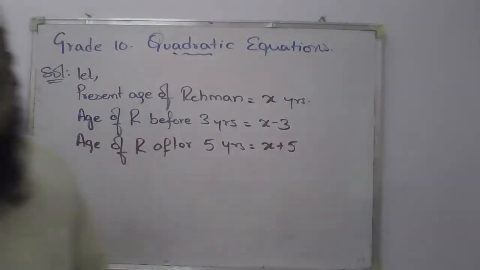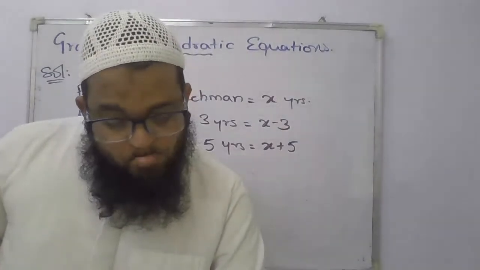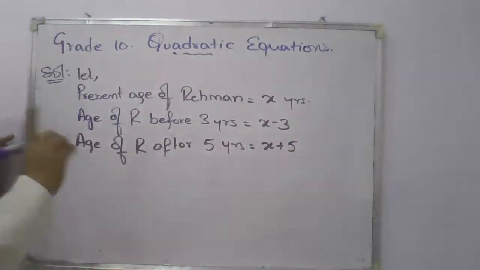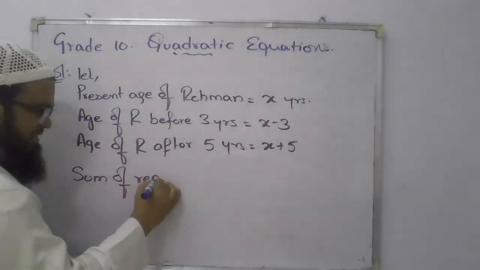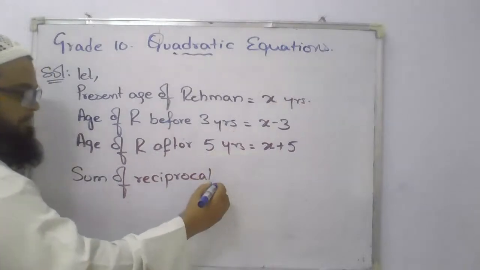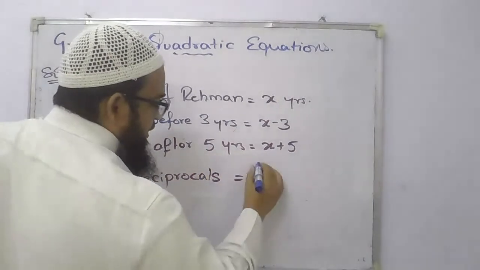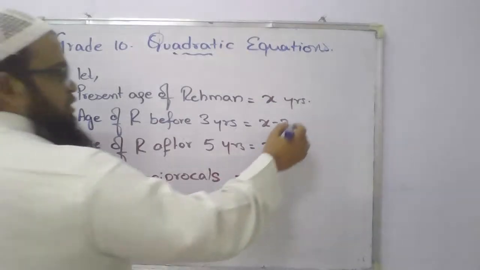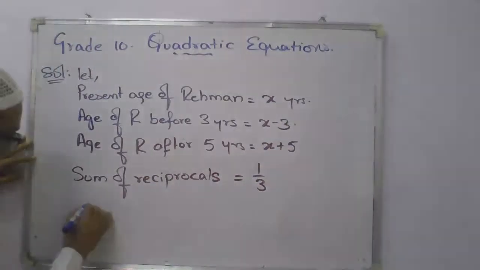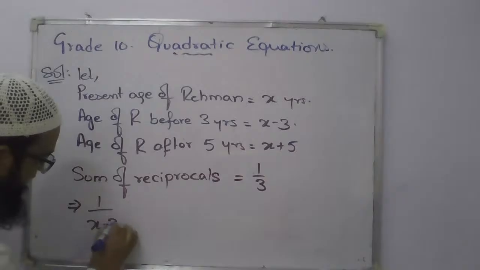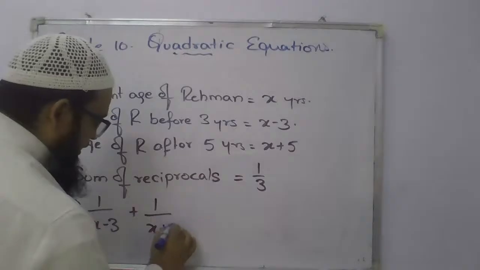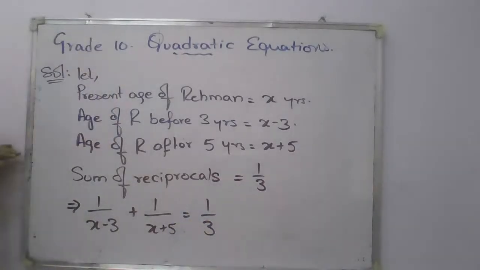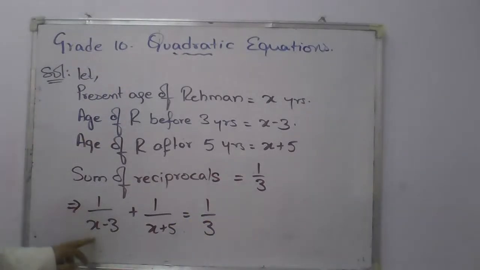Did you understand, my dear students? And now, what is it telling? The sum of the reciprocals of these ages is equal to 1 by 3. What is the reciprocal of x minus 3? It is 1 by x minus 3. And what is the reciprocal of x plus 5? 1 by x plus 5, and the sum is equal to 1 by 3. So 1 by x minus 3 plus 1 by x plus 5 is equal to 1 by 3.